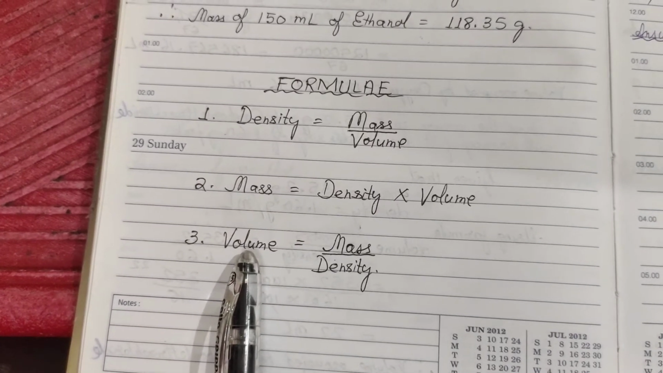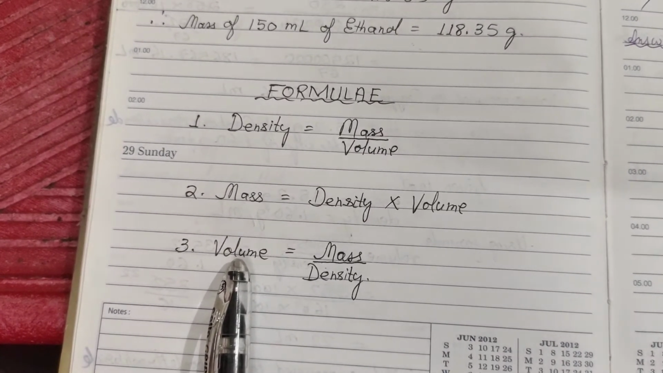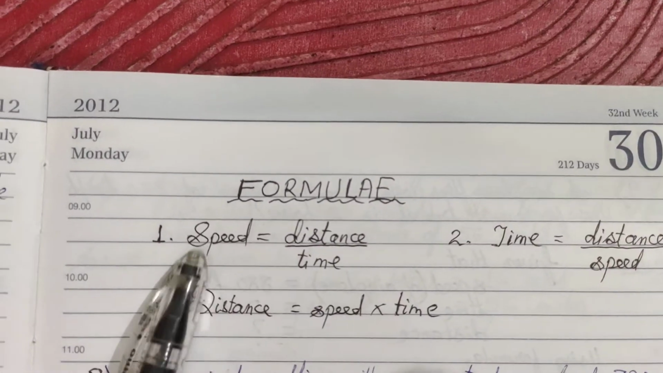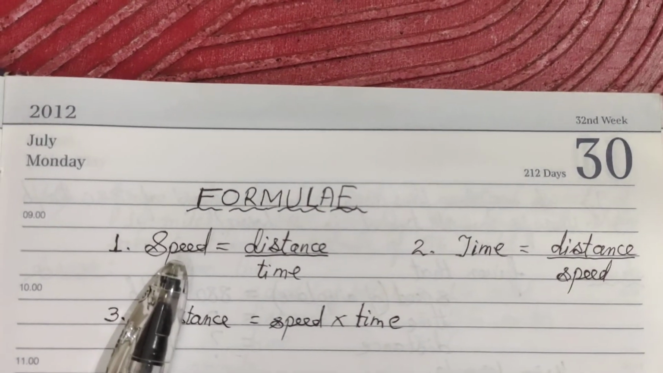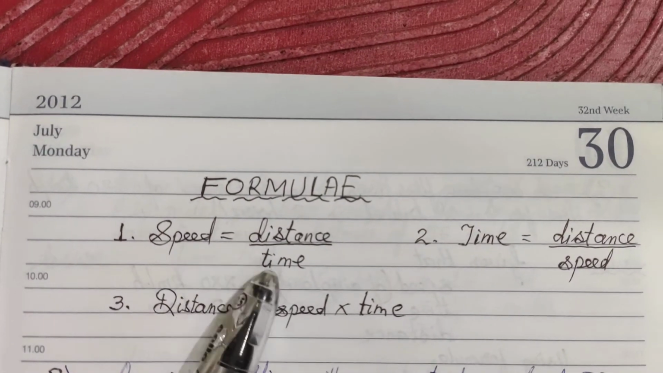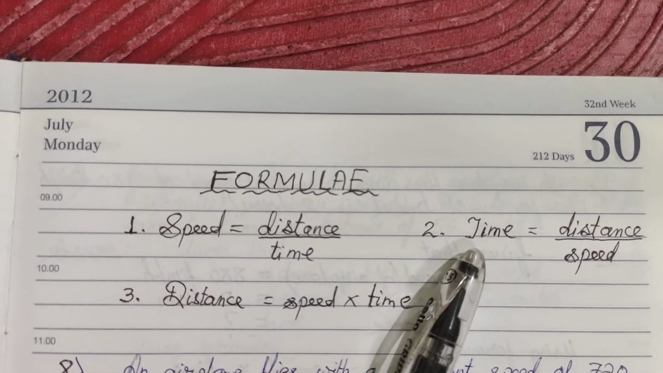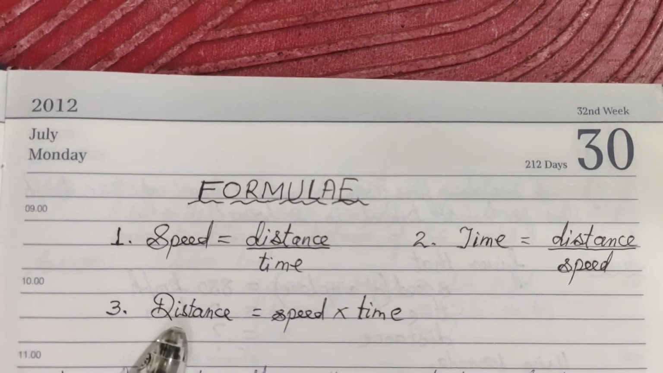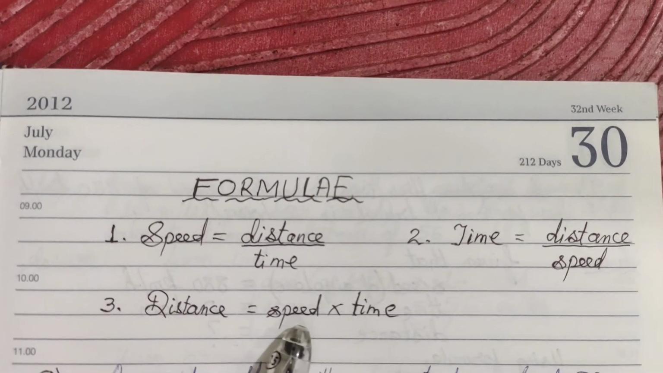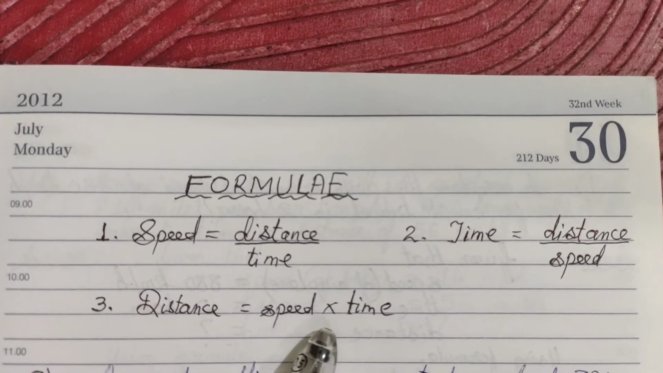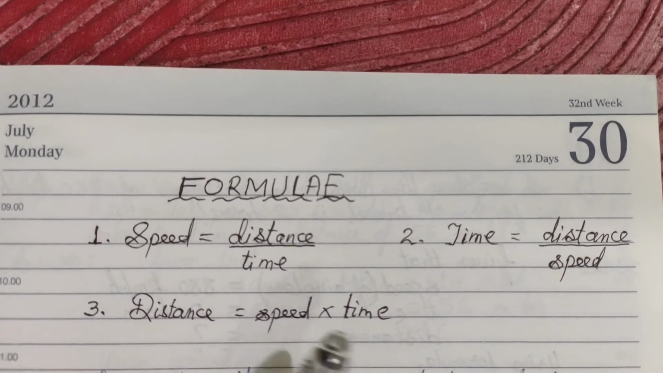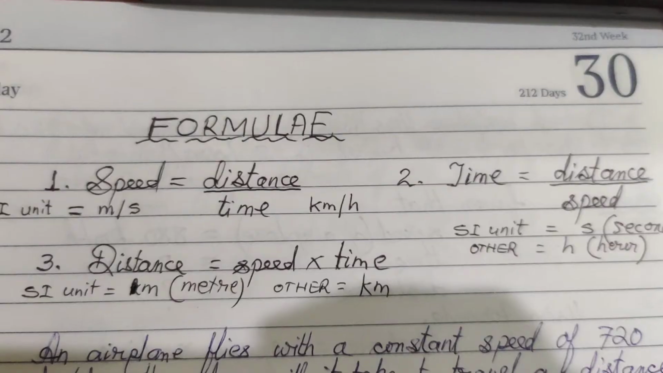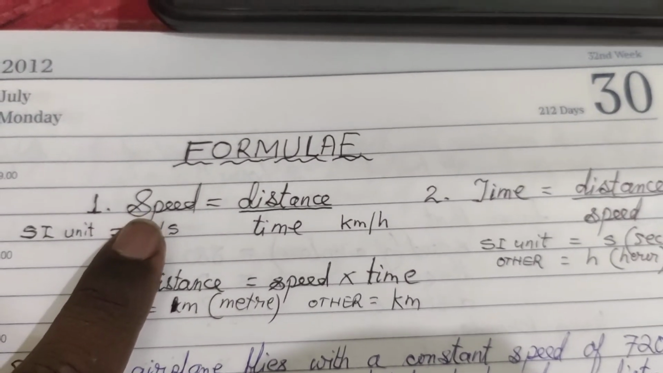So we need to know the formulas of these three physical quantities and the units that we use to measure them. So here are the formulas for you. Speed formula is distance by time. Time formula is distance by speed. And distance covered formula is speed that the body is traveling with into time. So these are the three formulas. Now we need to know the units also. So here are the units.